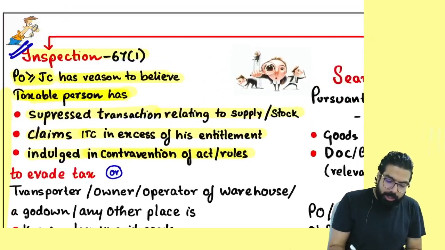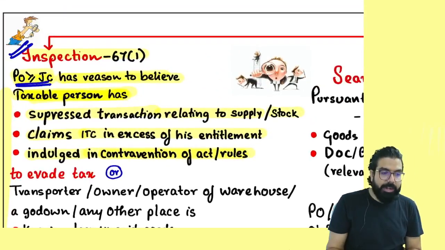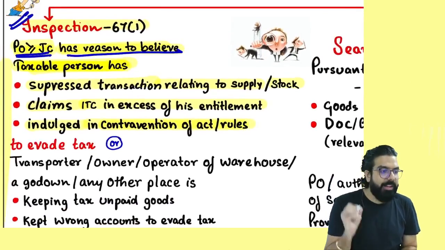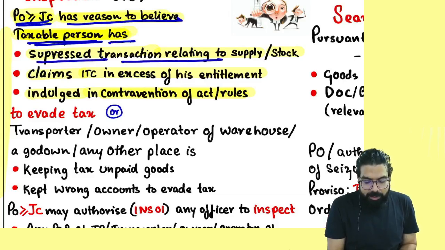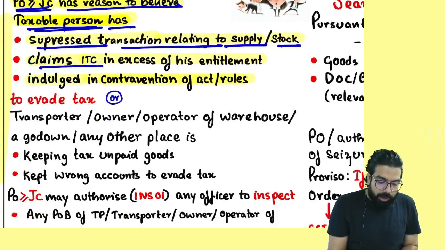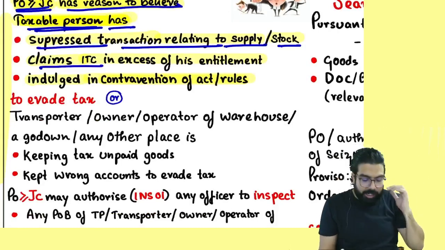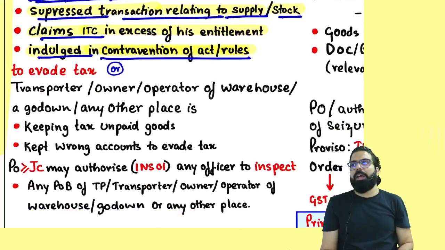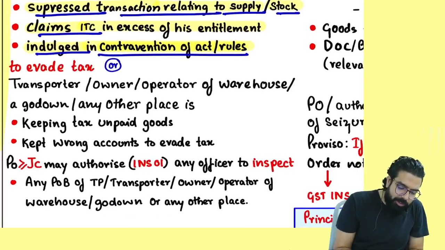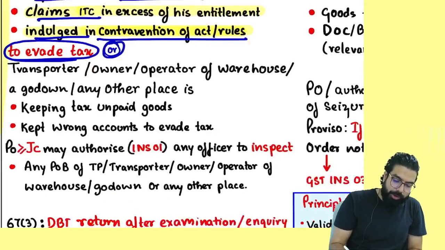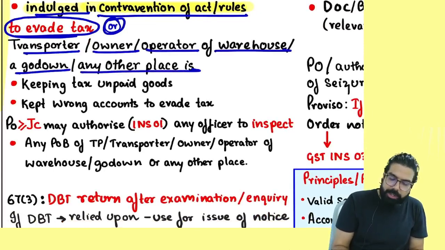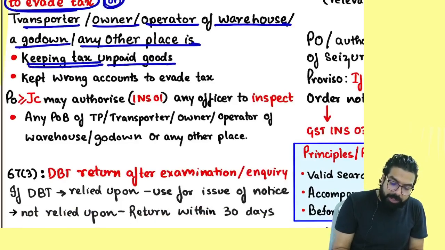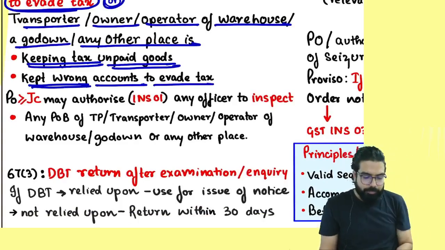Now listen. So sir, what they are telling is, a proper officer greater than or equal to joint commissioner has reason to believe that the taxable person has done what? Suppressed transactions relating to supply or stock, or claims ITC in excess of the entitlement, or has indulged in contravention of the act or rules, then, Baba, why are you doing this? To evade tax. Or the transporter, owner, operator of warehouse or godown or any other place is keeping which goods? Tax unpaid goods, or has kept wrong accounts to evade the tax.